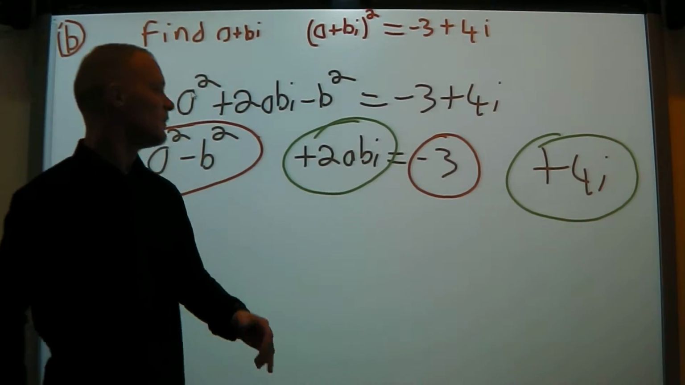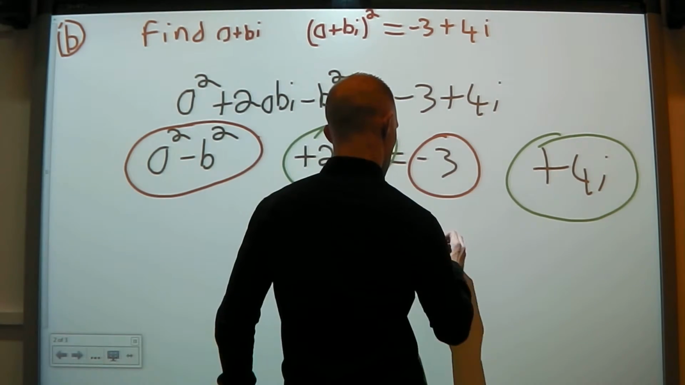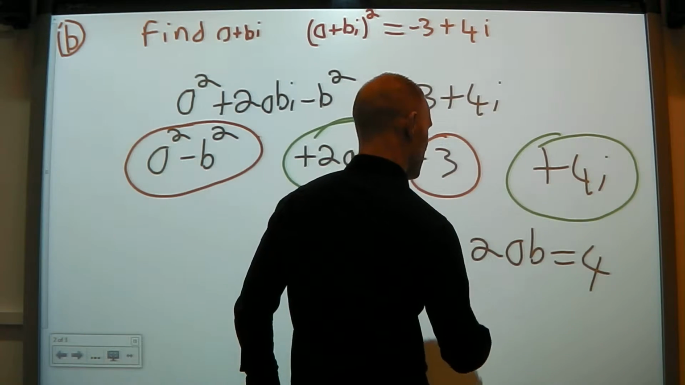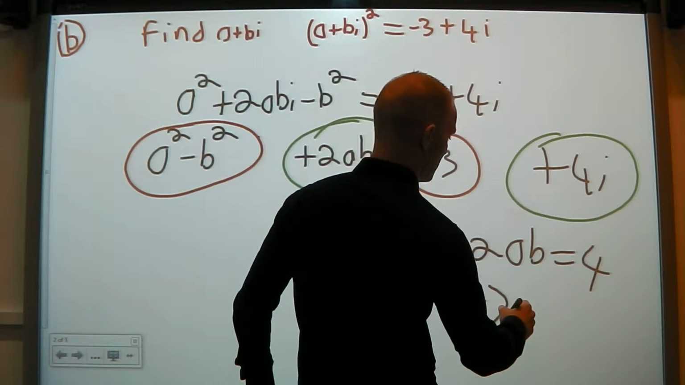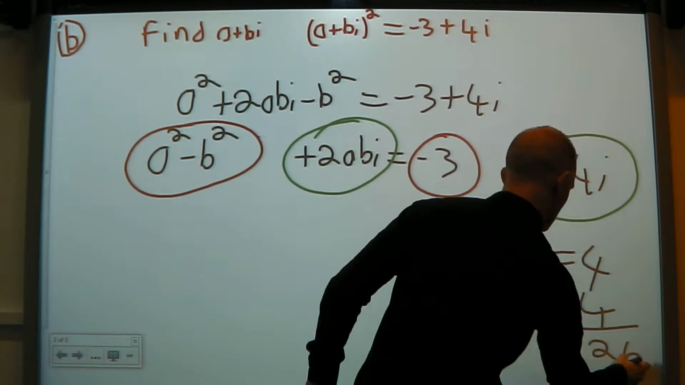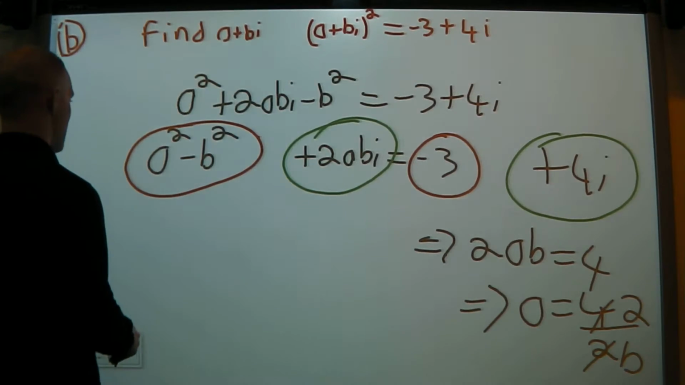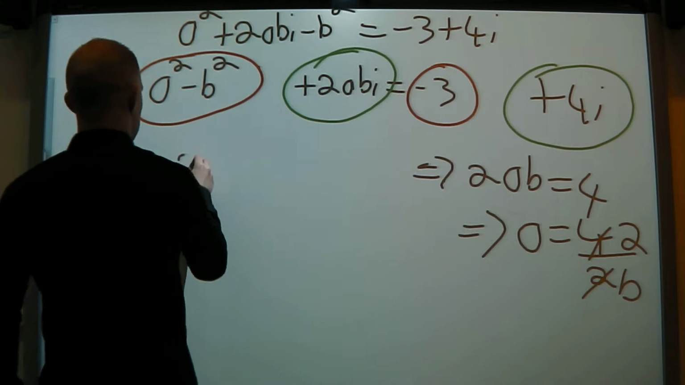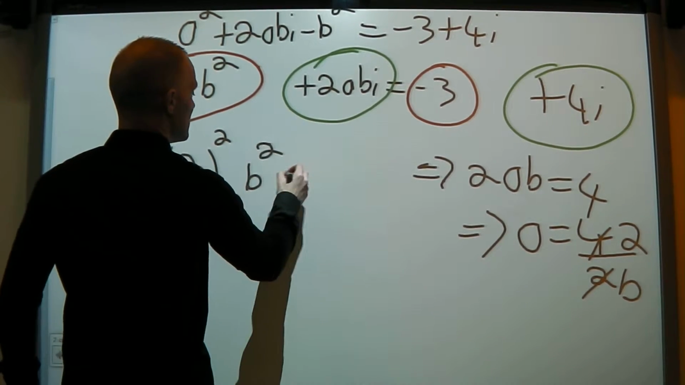So then we have to equate them. We start off with our imaginary terms. So 2ab is equal to 4. That implies, we divide above and below by 2b, that implies a is equal to 4 all over 2b, and a is equal to 2 over b. So now we know a is equal to 2 over b. That means (2 over b) all squared, minus b squared, is equal to negative 3.